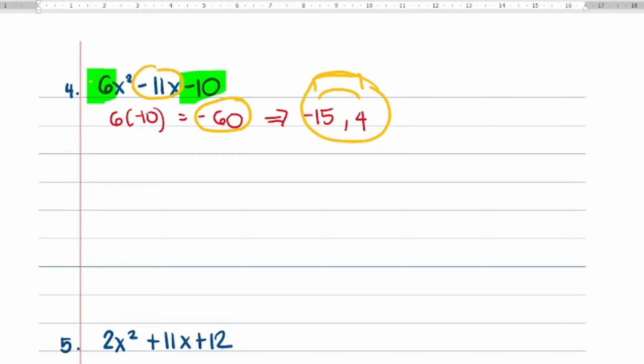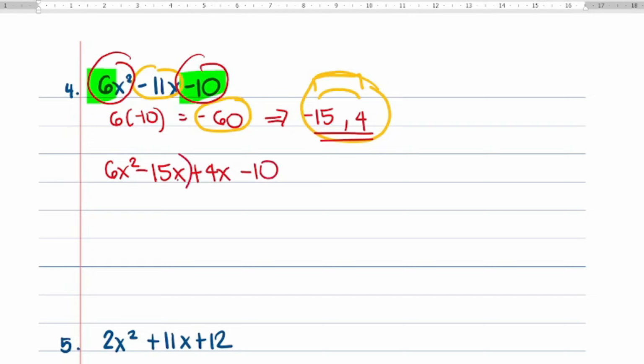Now, let us rewrite the expression. So, kopya si first term. Then, dili na kopyaon si middle term. Okay? Pulihan na ani. Then, dungagi o variable. So, that would be negative 15x plus 4x. Then, copy the third term, negative 10. Now, let's group them. Oh, positive man ang tunga. Sige, so padayon lang ta.